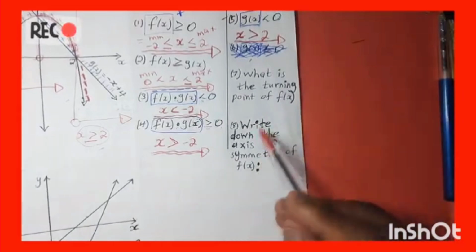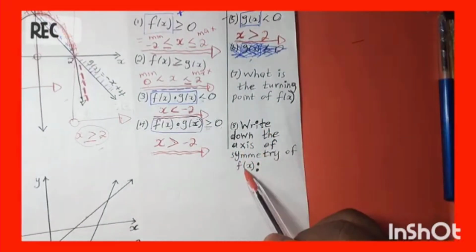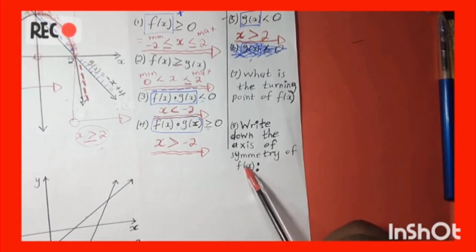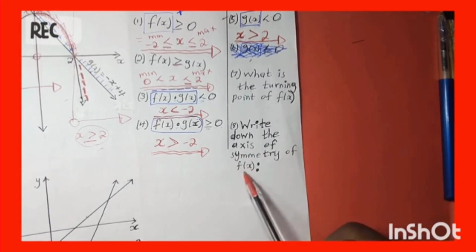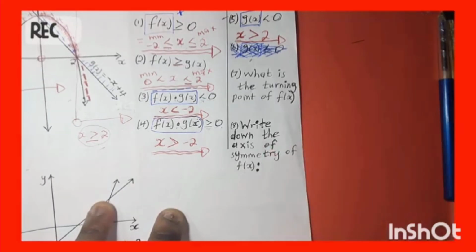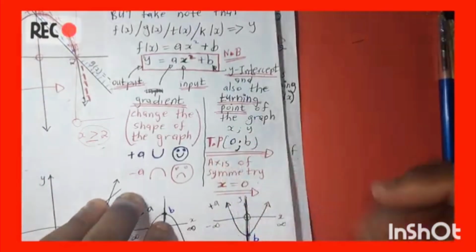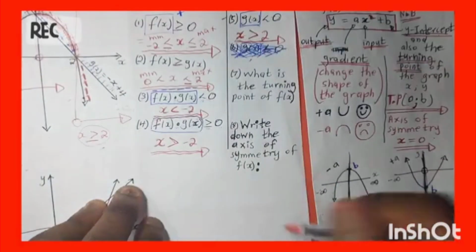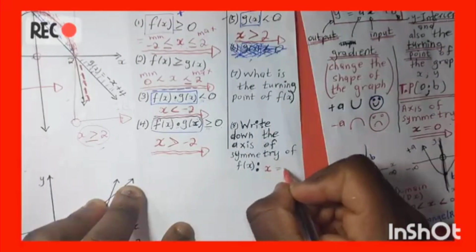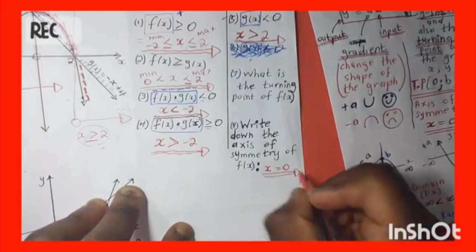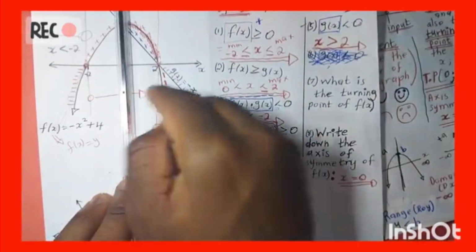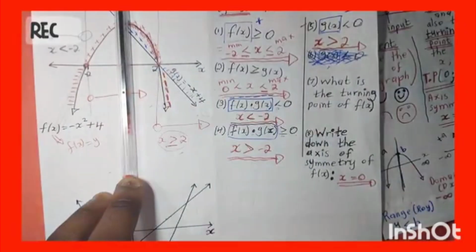So let me also show you this one now. If they say to you, write down the axis of symmetry of f of x. Remember from that video, I told you that the axis of symmetry will all the time be in this form. Do you see? This is the equation of the axis of symmetry. Meaning here I can say x is equal to 0. Axis of symmetry, guys, is the line that divides the shape into two equal parts.